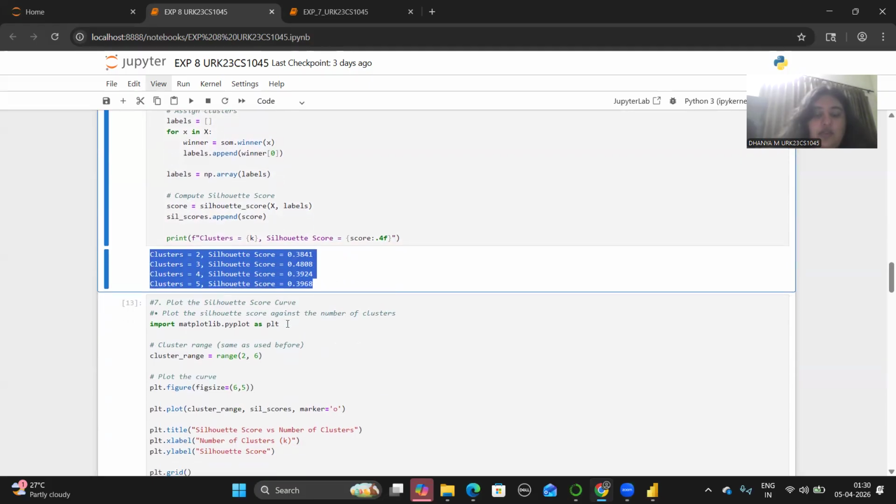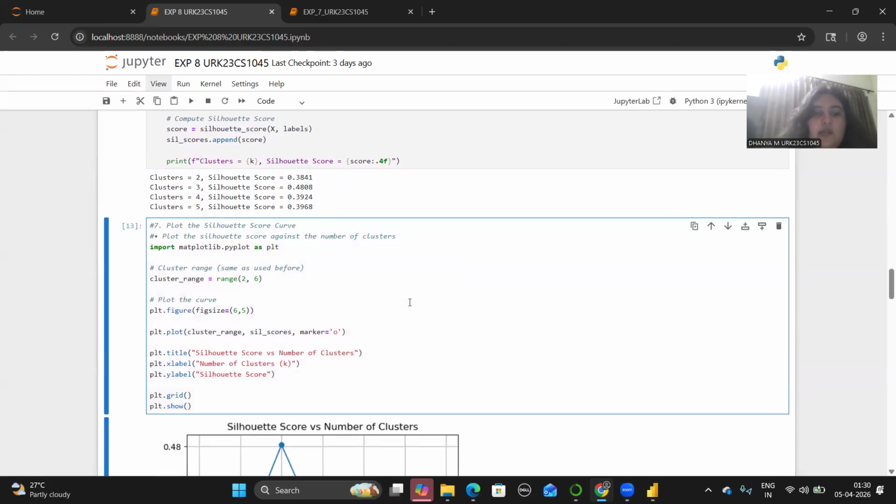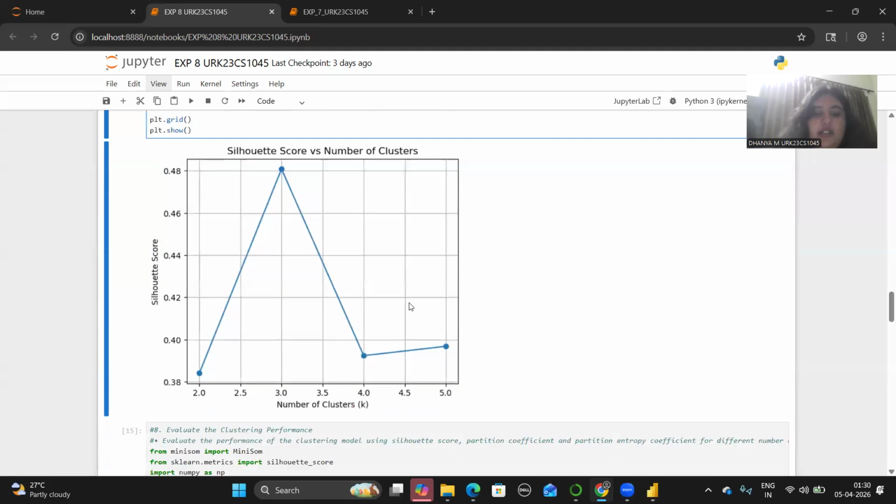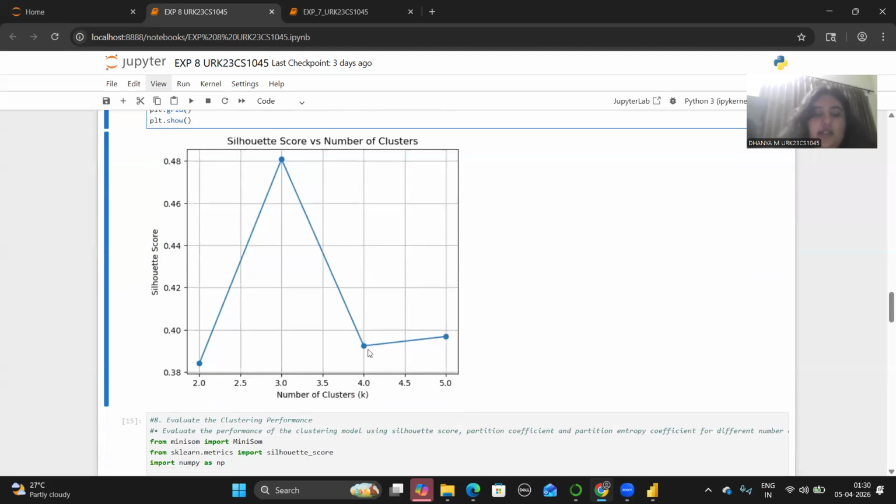as shown below. And for the seventh question, I plotted the graph for the silhouette score curve, where the x-axis contains the number of clusters and the y-axis contains the silhouette score. This graph helps visually identify the best number of clusters.